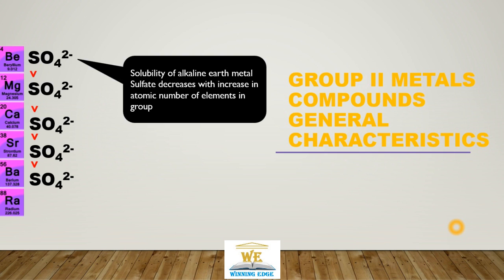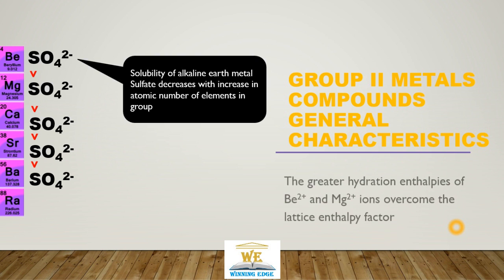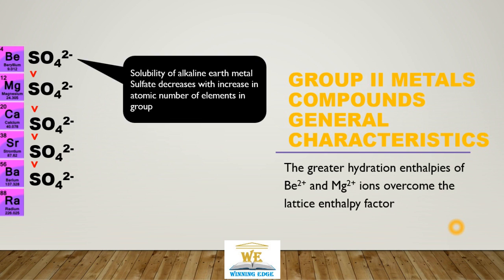Solubilities of alkaline earth metal sulfates decrease with increase in the atomic number. The greater hydration enthalpies of beryllium and magnesium overcome the lattice enthalpy factor. That's why beryllium and magnesium sulfates have better solubilities compared to the lower alkaline earth metal sulfates.